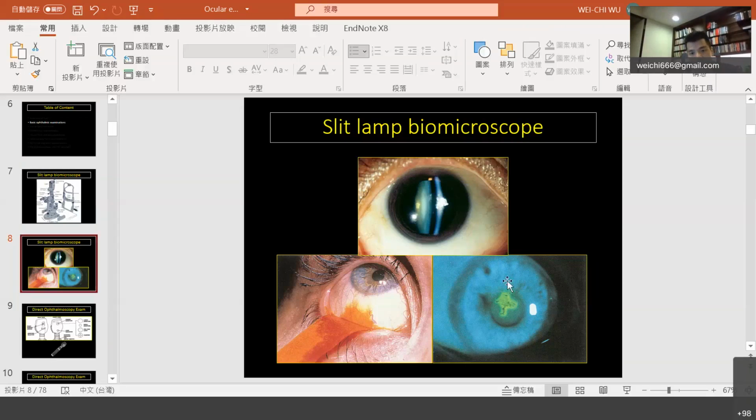For example, like this case, we use a fluorescent eye strip, then we could scan the cornea surface to see if there is any cornea defect here. Okay. Then like for example, this case, you see a cornea defect, then we know something is wrong here. Okay.